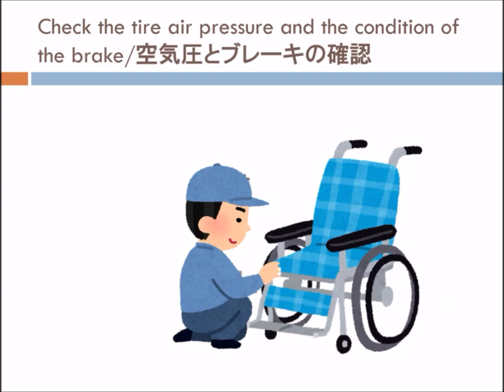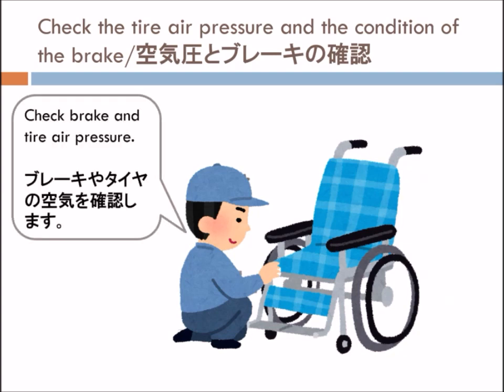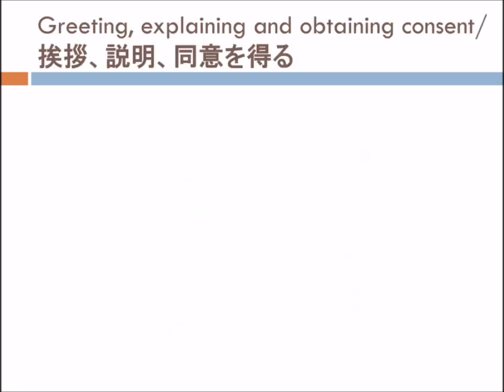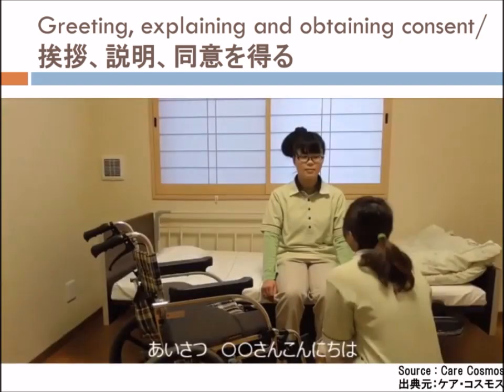Before operating a wheelchair, check the tire air pressure and the condition of the brake. Greeting, explaining, and obtaining consent. Greet and explain to the user the purpose and the content of your actions, and obtain consent from the user. Adjust the height of the bed so that the soles of the user are on the floor of the room, when the user sits on the edge of the bed with her legs down.